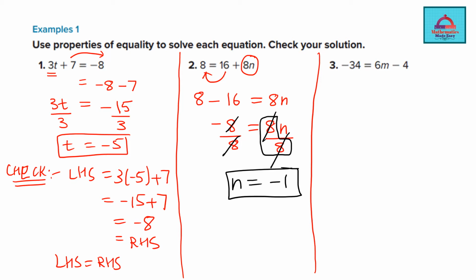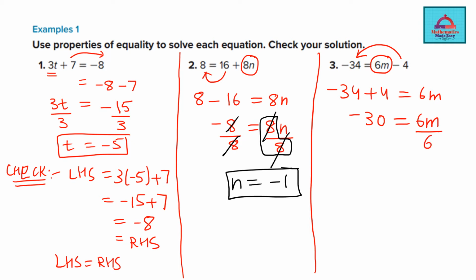Let's solve the next equation. Here you have to isolate m variable. You take 4 on the other side. It changes sign, becomes positive. So this is minus 30 equal to 6m. Now divide by coefficient of m, which is 6 on both sides. So minus 5 is the value of m. You can also check your answer by putting it back in the equation.